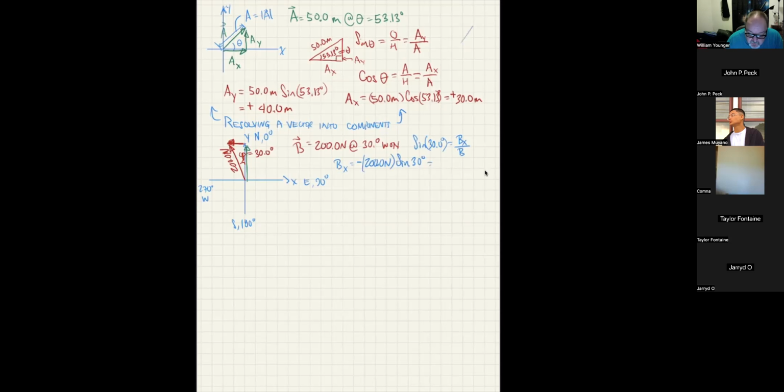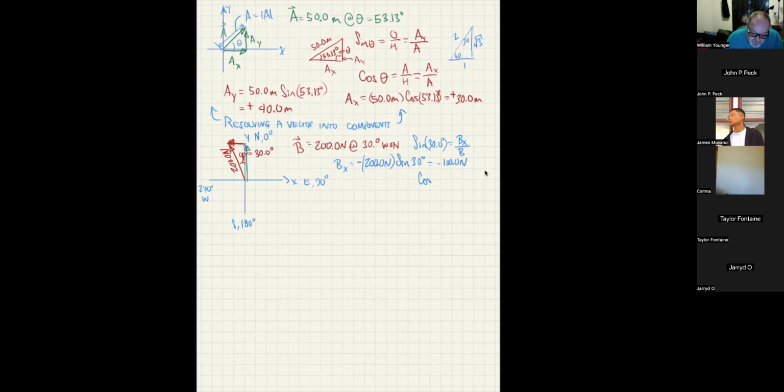Now, you might recall this, you might not, but basically the 30, 60, 90 triangle, this is 60, this is 30. The 30 is opposite the 1, the 60 is opposite square root of 3, and then this is 2. So the sine of 30 is 1/2. So I get negative 100.0 newtons. That's my x component.